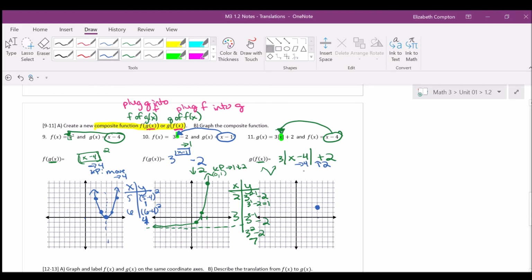For absolute value, I need my slope. This is my slope. My slope is 3 over 1. So I'm going to go up 3 over 1. And then that's one side of my V. And then I reflect that over the other side of the V. So I go up 3, to the left 1. And there's my absolute value function.